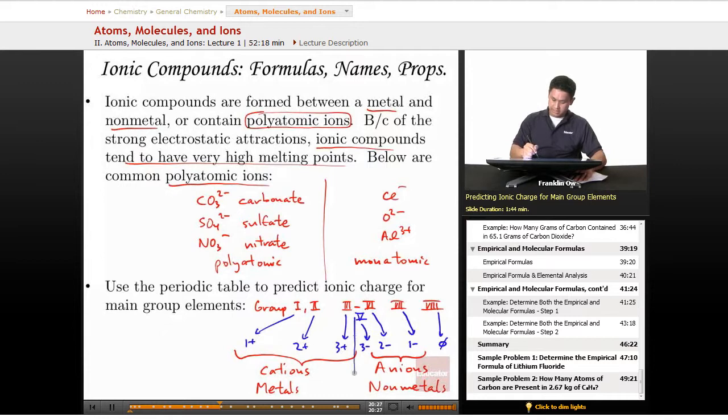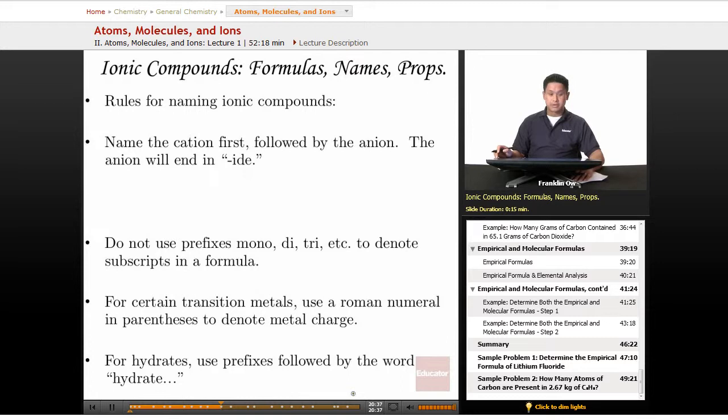Okay, so you have your cations and then your anions. Once again, cations are going to be formed by metals, and anions are going to be formed by non-metals. Now, we have to learn how to name ionic compounds, such as NaCl, such as BaF2. And so we need to now go over the systematic procedure for doing so.